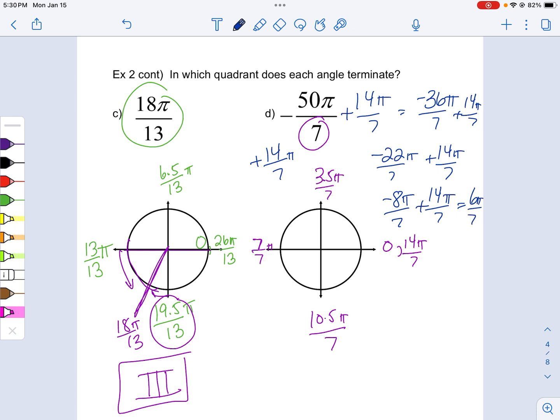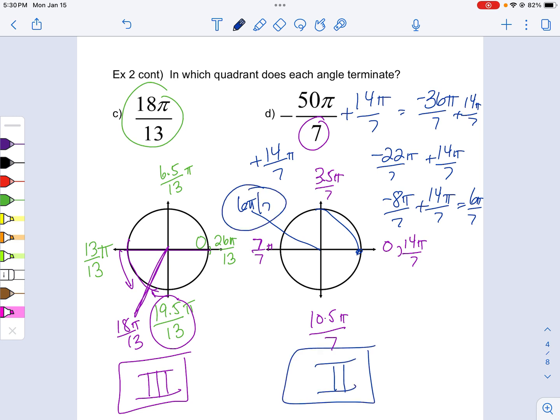So again, what we have to do is locate where 6 pi over 7 is. If I start at 0, I know it's past 3.5, but it's not quite to 7. So I know that 6 pi over 7 has to be in quadrant 2. I think this is the easiest way to do it. You could rotate clockwise from 0 and rotate down, and you could find the negatives that way as well. But I think changing it to a positive angle between 0 and 2 pi makes it a little bit easier to find.